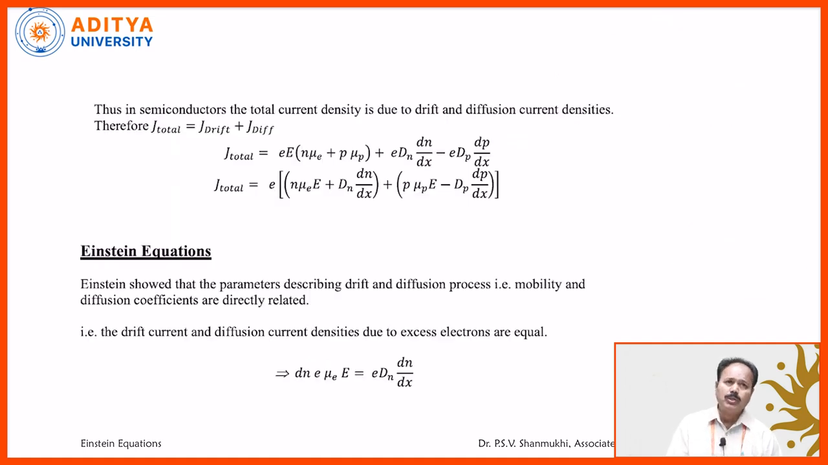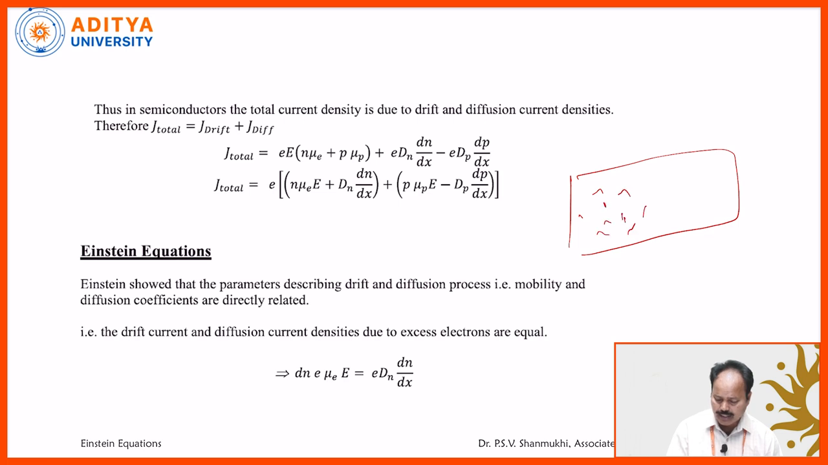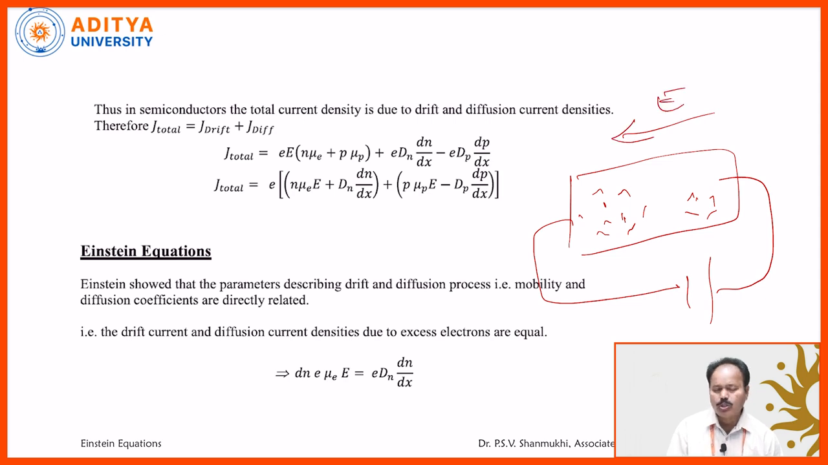Now suppose in a semiconductor slab there is a concentration gradient, higher density and lower density, a concentration variation. At the same time, the material is subjected to an applied electric field. So what happens? The concentration variation produces the diffusion current, and the applied electric field produces the drift current. If both are there, what is the total current density? Drift current density plus diffusion current density, we can write.